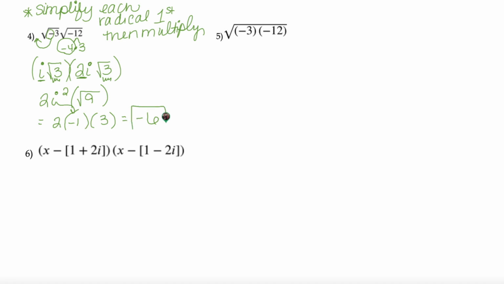Notice in our second example on this page, we have the square root of negative 3 times negative 12. Notice this time that these negative 3 and negative 12 are both underneath the radical, so we will simplify underneath first, and then we will go ahead and take the square root. This is the same as the square root of 36, since negative 3 times negative 12 is positive 36, which gives us 6.